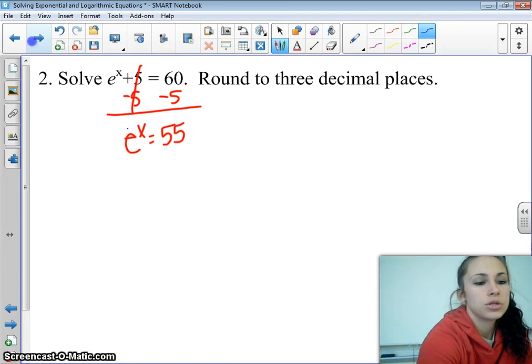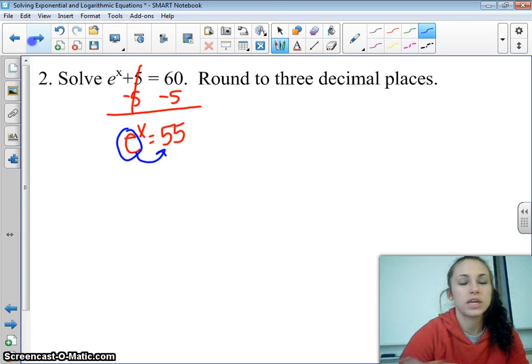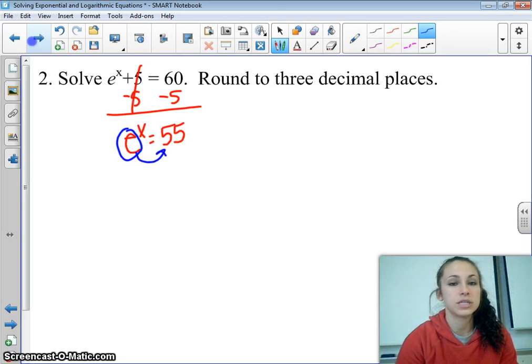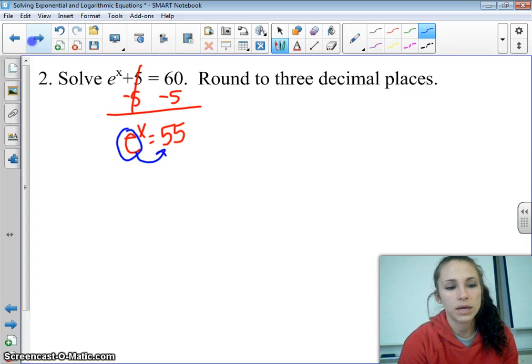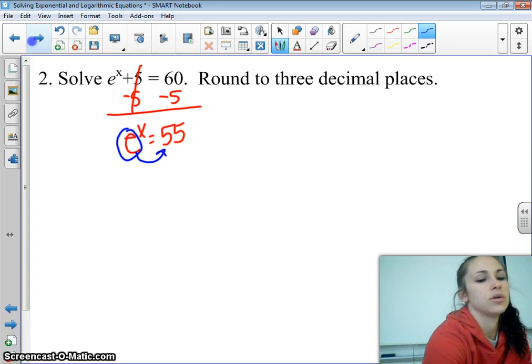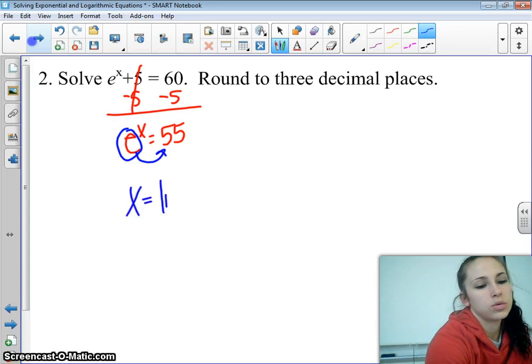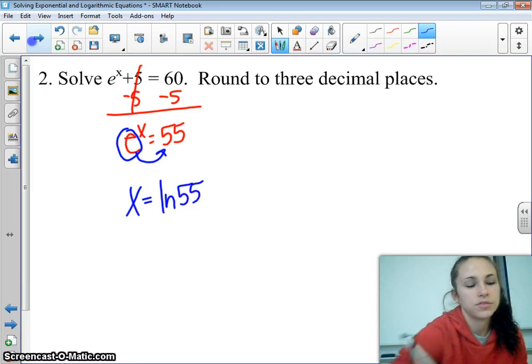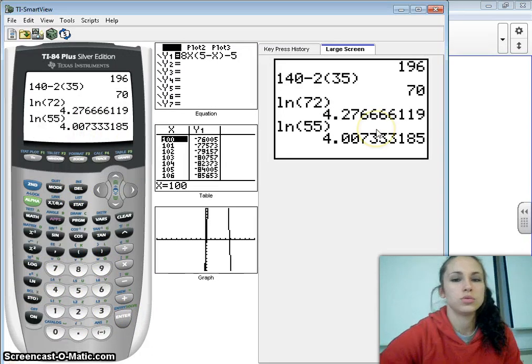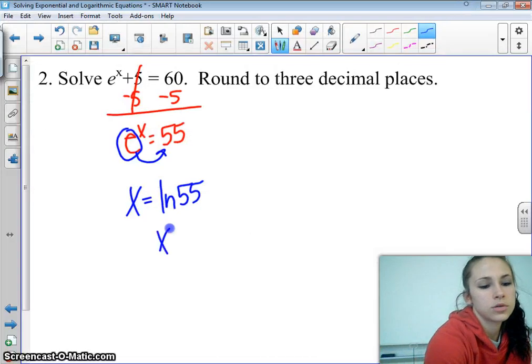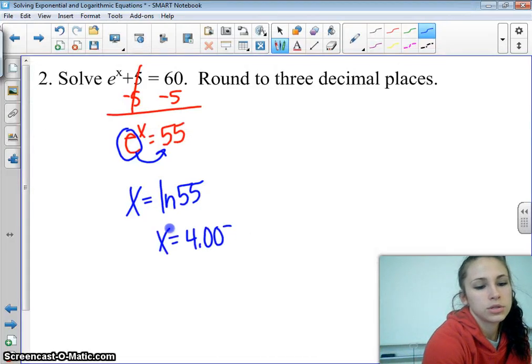And when I shell snail, we can either go ahead and just say it's going to be the ln of 55 equals x, or I can say log base e of 55 equals x and then change it over. I'm going to go ahead and say x equals the natural log of 55, and then I'm going to plug that in. So the natural log of 55 is 4.007. So x equals 4.007.